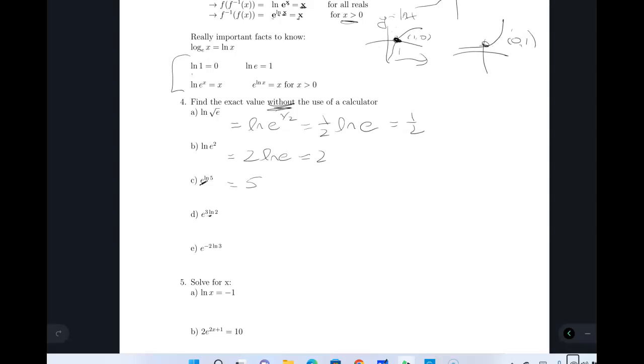I'd like to cancel this ln and e, but this 3 is in the way. So I have to move that 3 up in the exponent. Then I can cancel and get 8. Same with this one. I need to move that number in the front to make it an exponent. Now the ln and e cancel, so I get 3 to the -2, or 1/9.